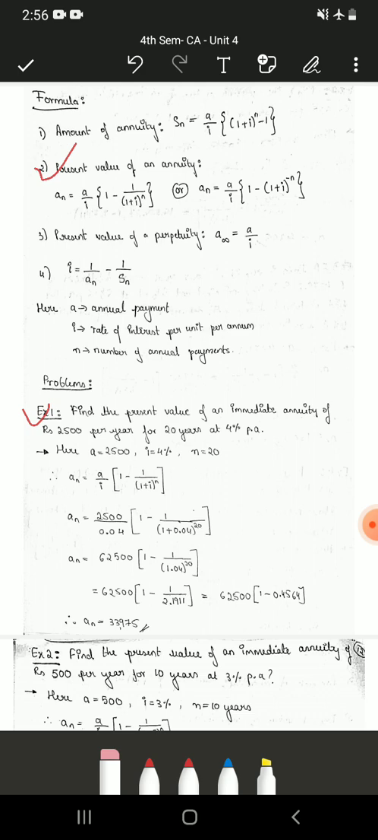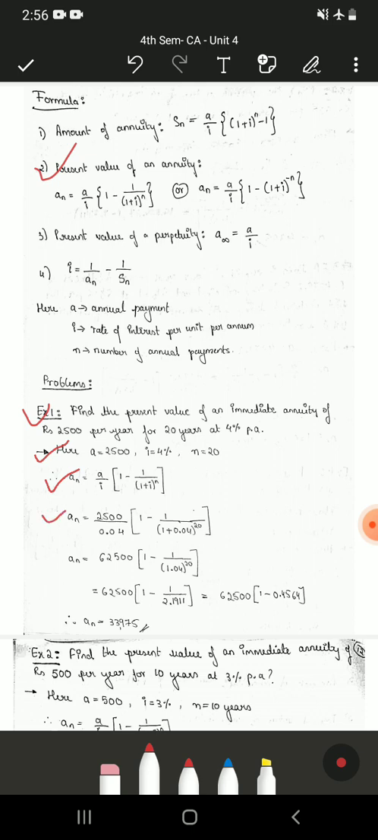Here A, that is the annual payment, is given as 2500 per year and the rate of interest is 4%, that is 4 by 100, which is 0.04, and the number of annual payments is for 20 years. Therefore your n is 20. So we got all the terms required to find out the present value. Make sure you write the formula and then substitute the values.